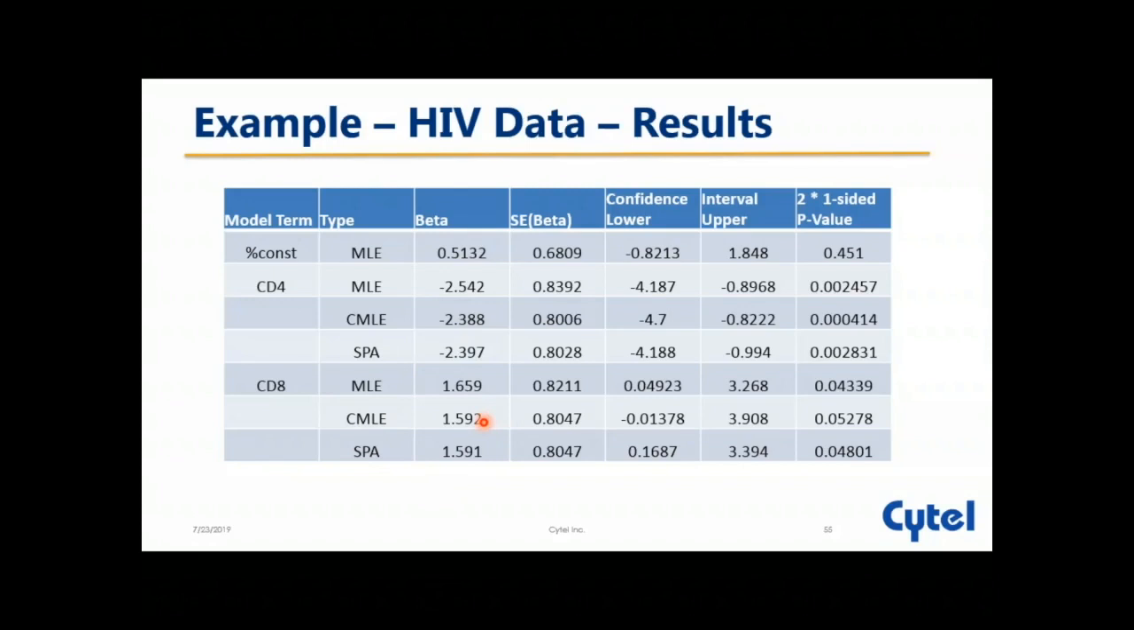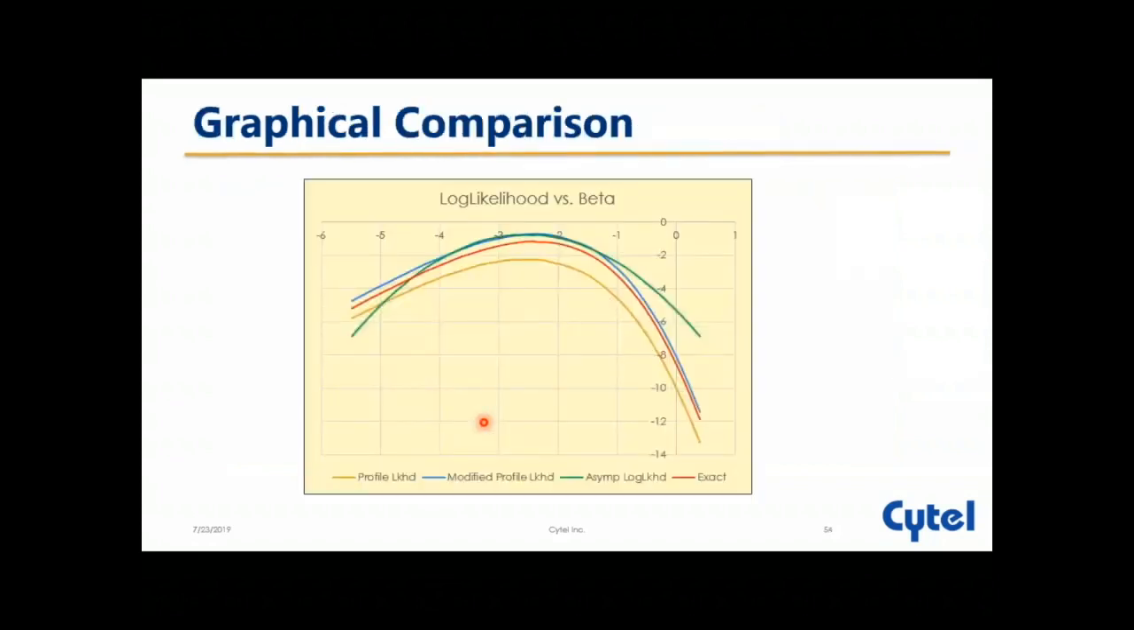We will also see how we can see the comparison graphically. Here the log likelihood is plotted against beta. So on the x-axis there is the beta value and on the y-axis the log likelihood. There are 4 plots. The green is the asymptotic log likelihood. You can see here it is symmetric about its MLE, that we have seen. The red line shows the exact log likelihood.